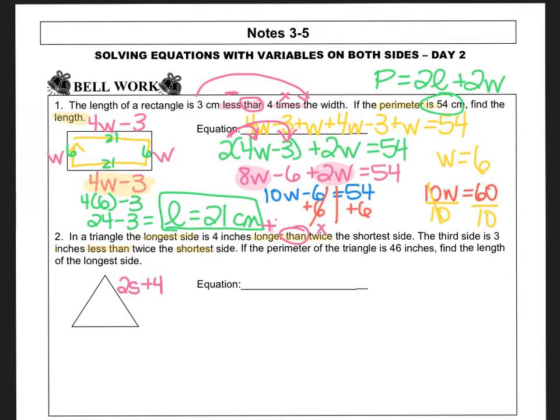The third side is 3 inches less, that means subtract, than twice the shortest side. So again, twice the shortest, minus 3. And then that leaves us with just the shortest side. Again, we want the perimeter, which we said was just adding up all of these sides.